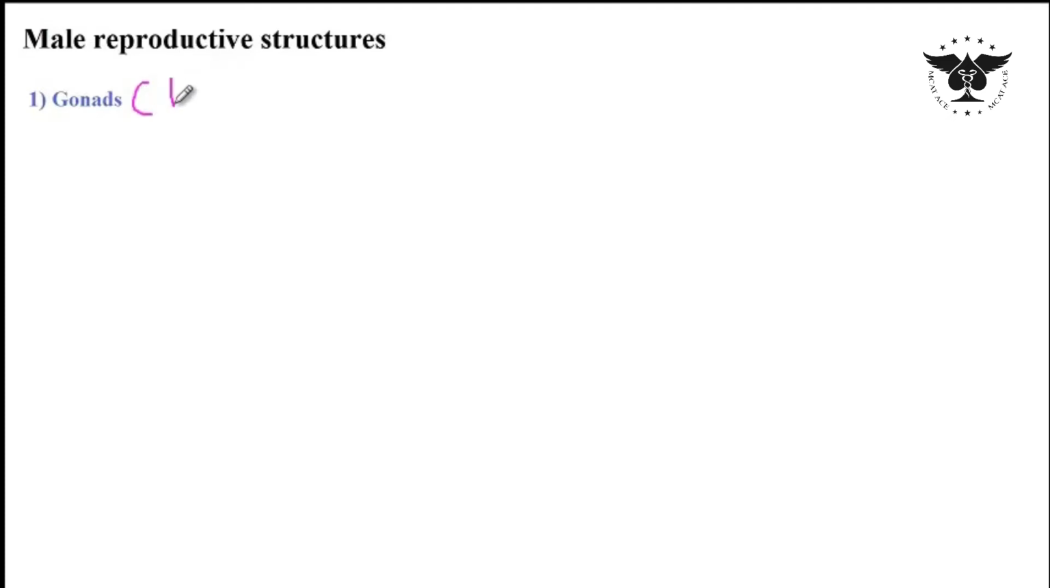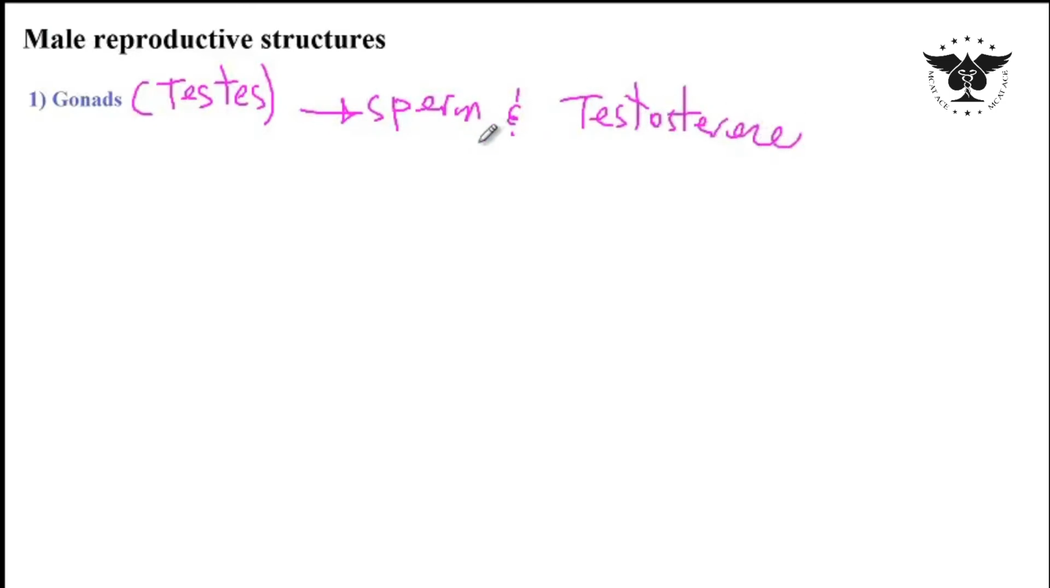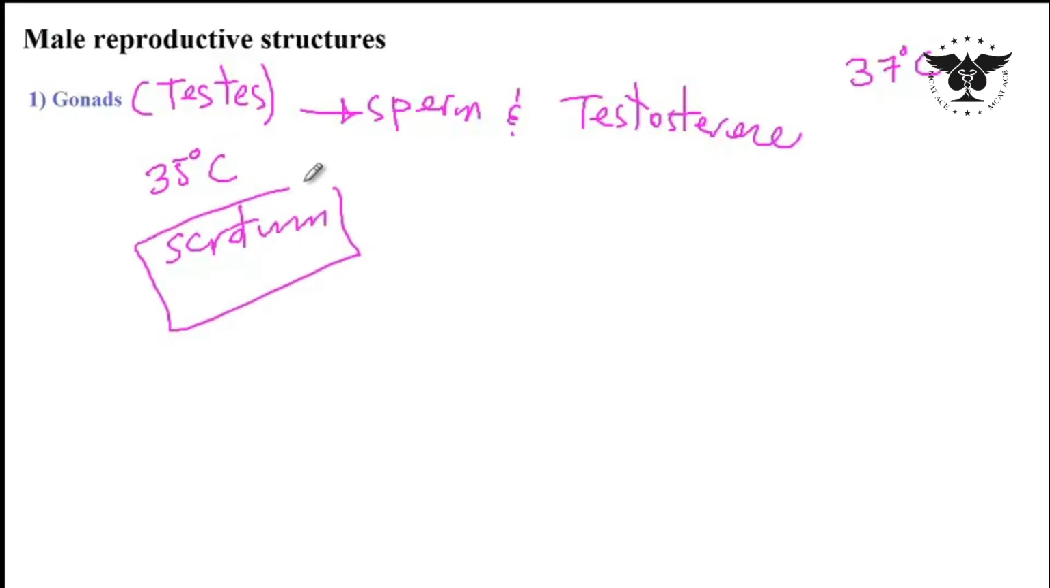So gonads or testes in males is responsible for production of sperm and testosterone. Now considering that the testes require temperature of 35 degrees centigrade in order to be able to produce sperm, therefore it has to be outside the body, because inside the body temperature is closer to 37 degrees C. So that's why testes are being suspended in a pouch of skin that is called scrotum. And so by being suspended outside the body, testes have a slightly lower temperature of 35 degrees C compared to the rest of our body.